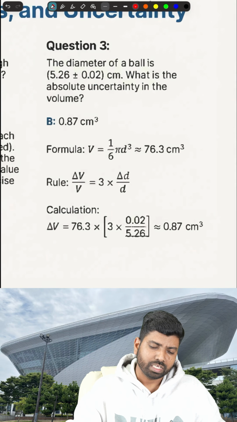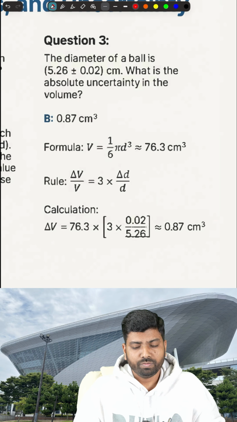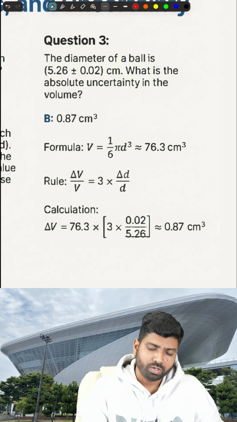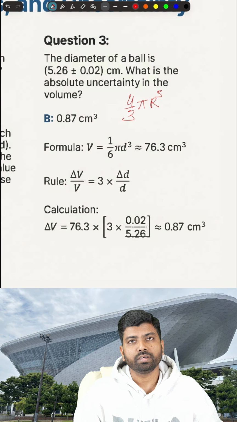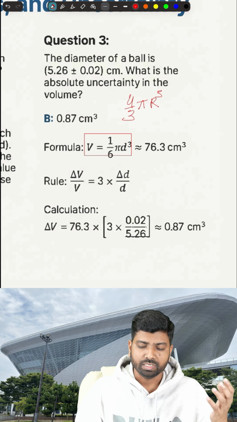Yeah, so my explanation is here. When you want to find the volume, if you know the radius, then you can write 4 by 3 into pi r cubed, if r is given as the radius. Otherwise, if the diameter is given, then you can write volume is equal to 1 upon 6 pi d cubed, right?